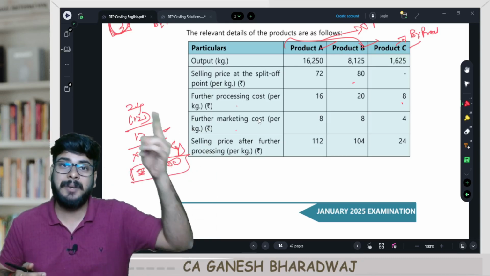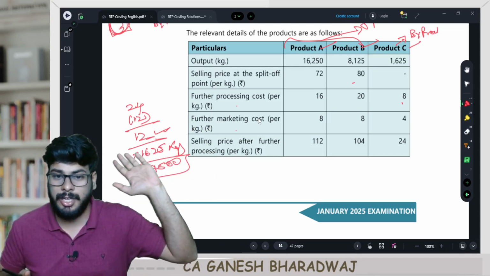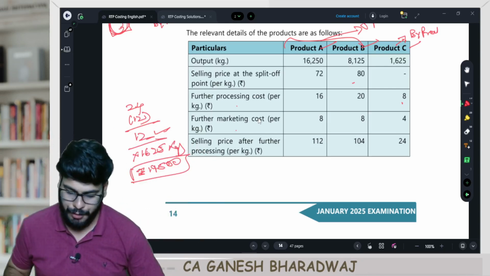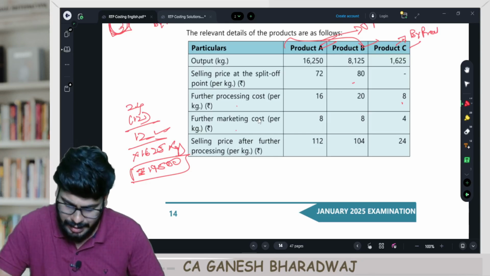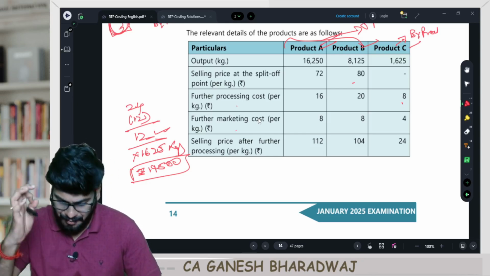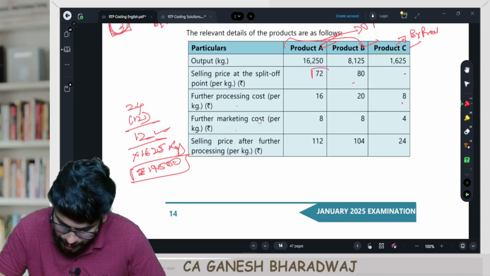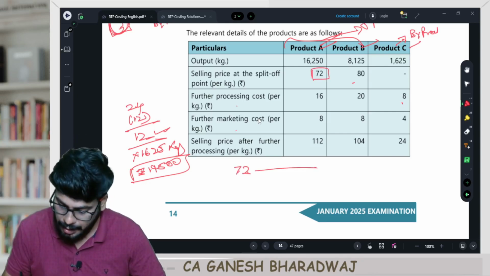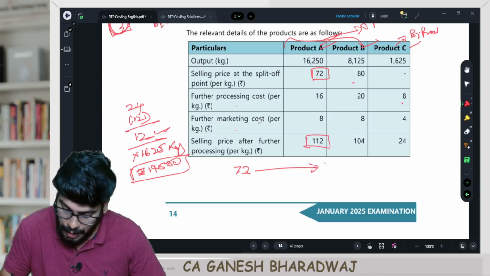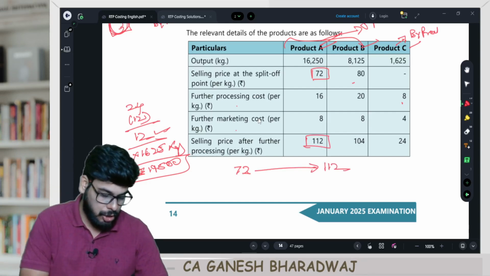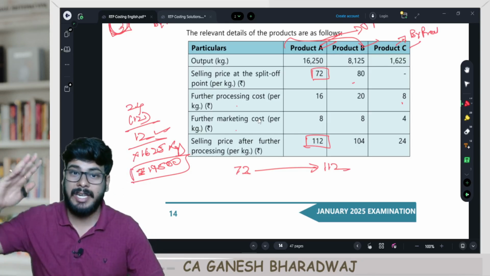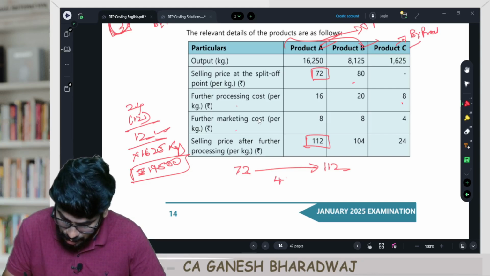So for the purpose of further process or not decision, we have seen that your joint cost is irrelevant. So now what do you do? If I sell it right now, let's take product A, similar case for product B. If I sell it right now, how much will I get? 72 rupees. If I further process and sell it, how much will I be getting? 112 rupees, right? So here, how much extra revenue am I able to generate if I further process? Extra revenue is going to be 40 rupees.